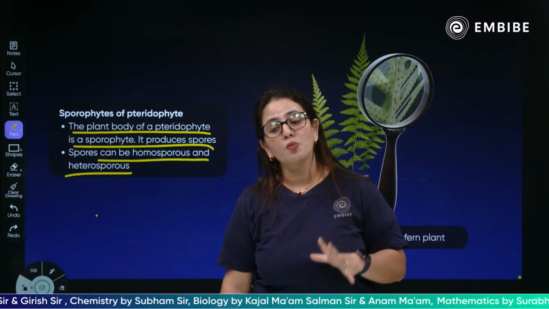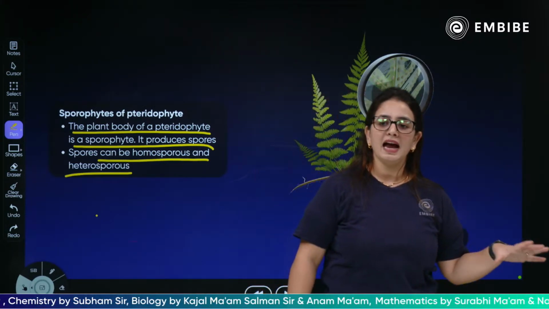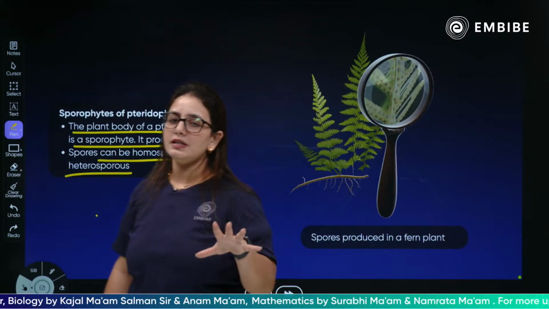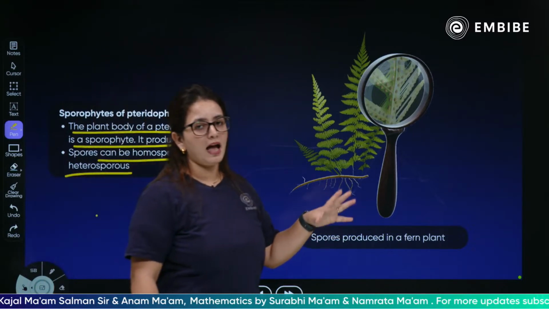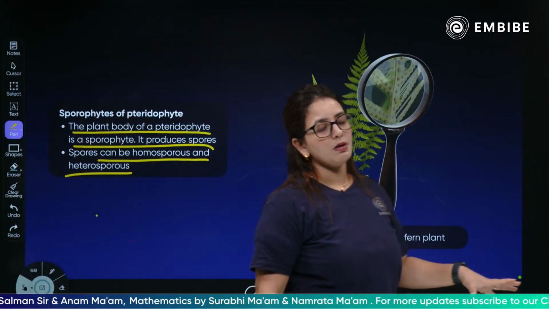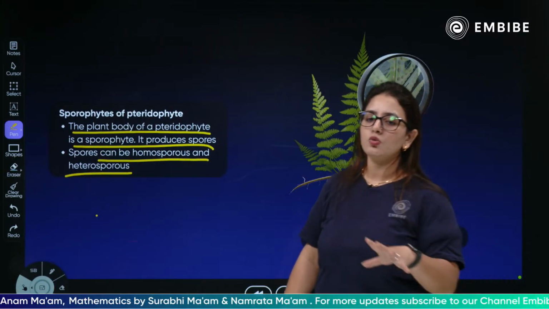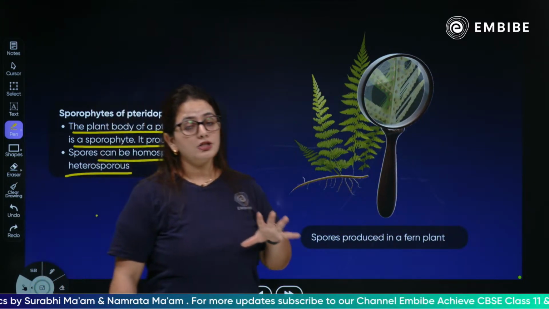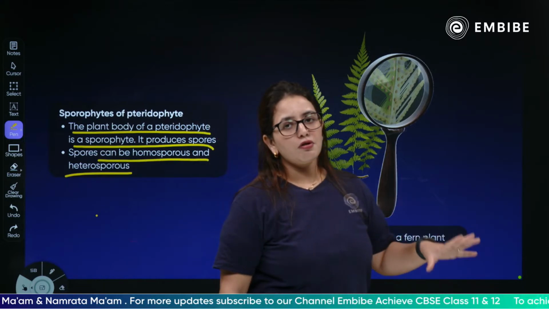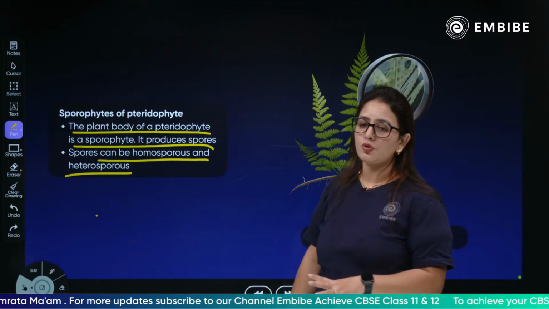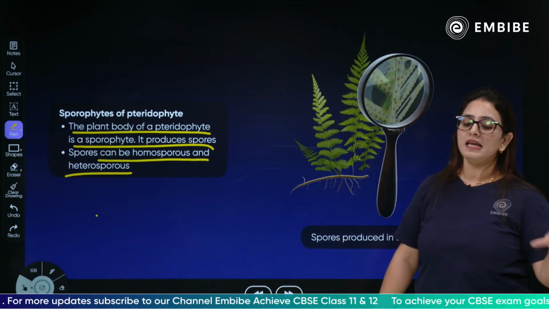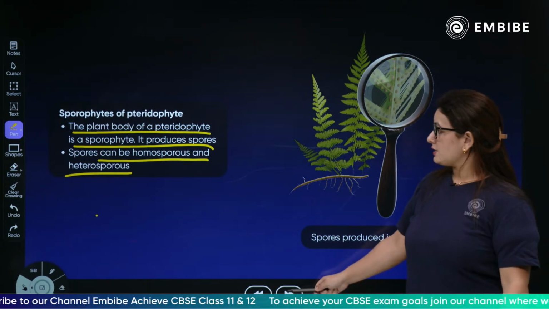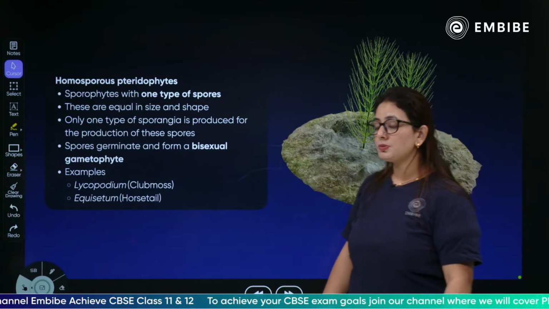The spores produced on the sporophyte of a pteridophyte could be homosporous, producing the same kind of spores which eventually develop into a prothallus having both antheridia and archegonia, or they can be heterosporous, with separate archegonium or antheridium. So the sporophyte will give rise to homospory or heterospory in the pteridophytes. Clear?